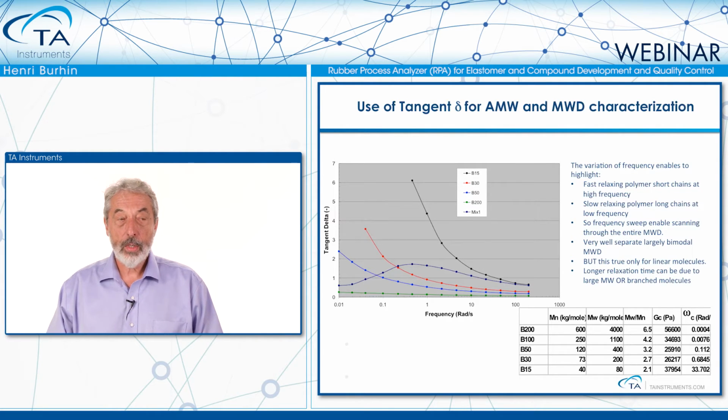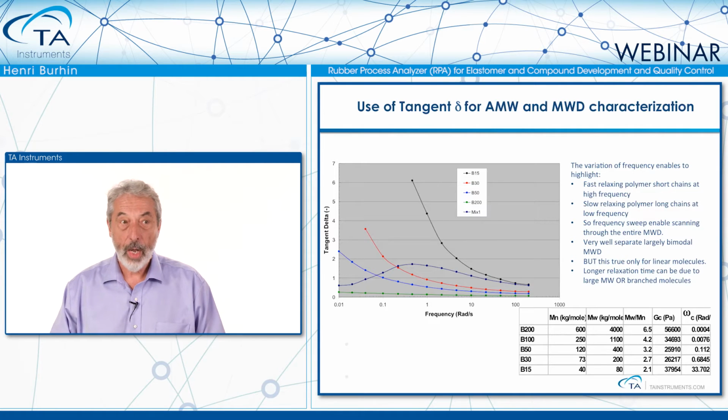And this is quite interesting because we can immediately see that the high frequency tangent delta is related to the small molecules, because it's very close to the low molecular weight curve, while at the low frequency, tangent delta relates to the high molecular weight. That means with the tangent delta, we have a tool to scan through the entire molecular weight.